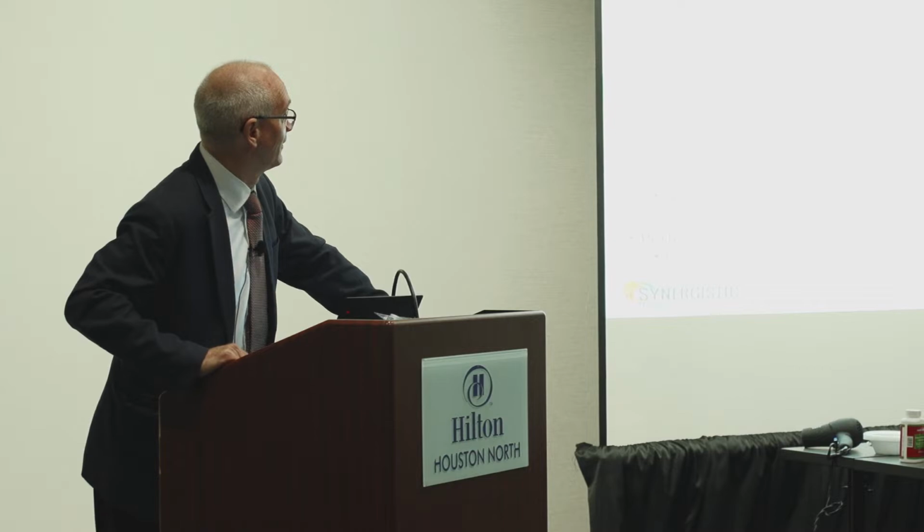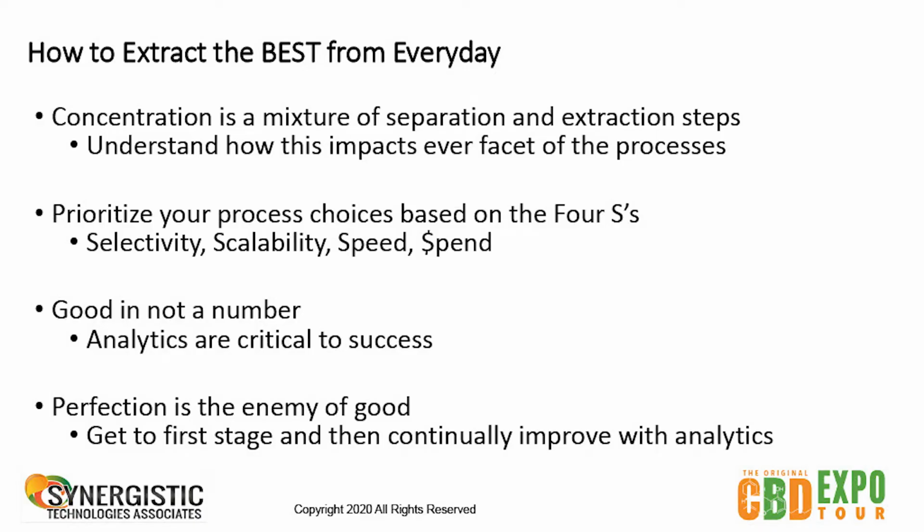So when I look at the best way to extract processes and hemp, it moves towards what am I actually trying to get out. And so the concentration's a mixture of separation and extraction steps. How does it impact on each one of these? And then prioritizing your processes based on what I call the 4 S's. And the 4 S's that I like to talk about are selectivity, scalability, speed, and how much you're investing into that process, which is spend. And cleverly enough, I put the $ onto the S.